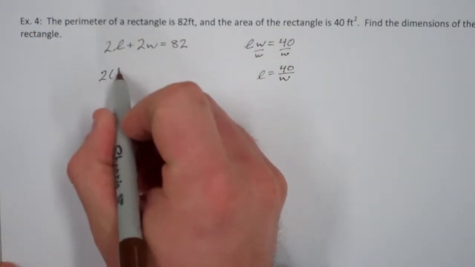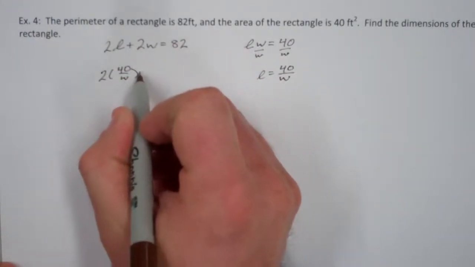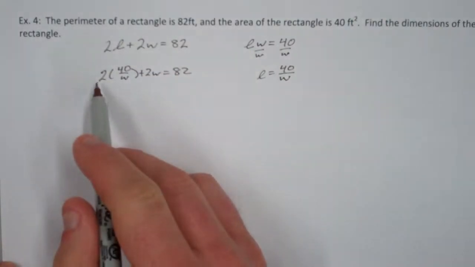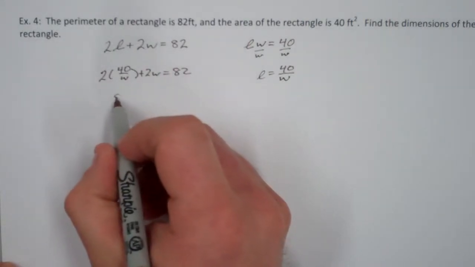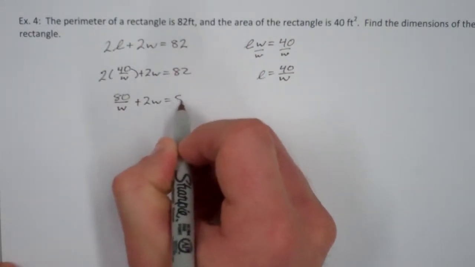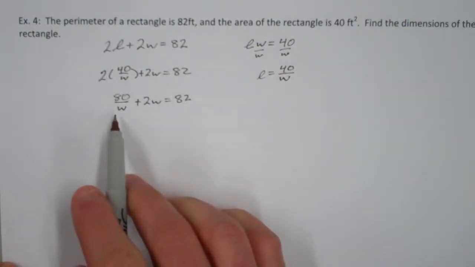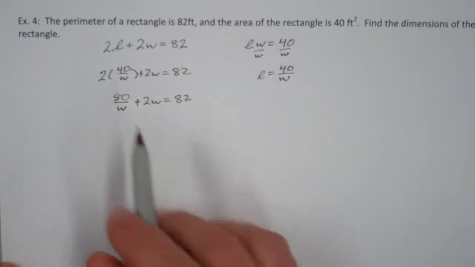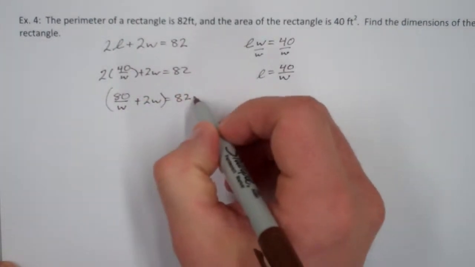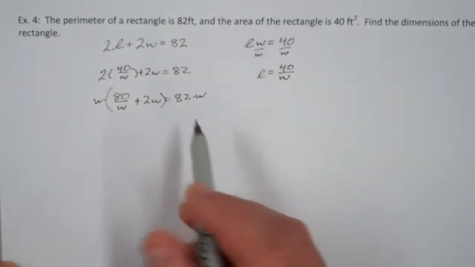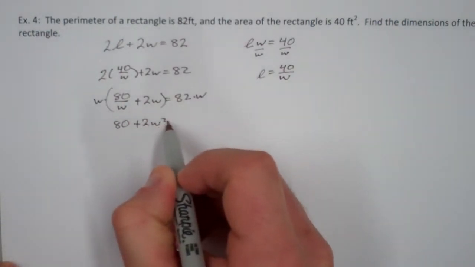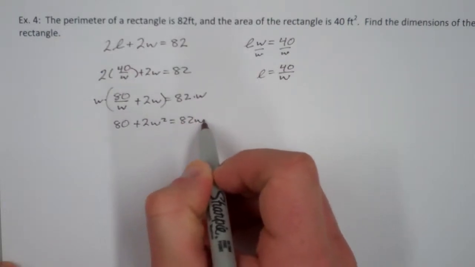So we've got 2 times 40 over W plus 2W is equal to 82. So 2 times 40 is 80. And now we need to remove this W from underneath, so we'll multiply everything by W, so the entire left side and the entire right side by W. So that'll be 80 plus 2W squared is equal to 82W.